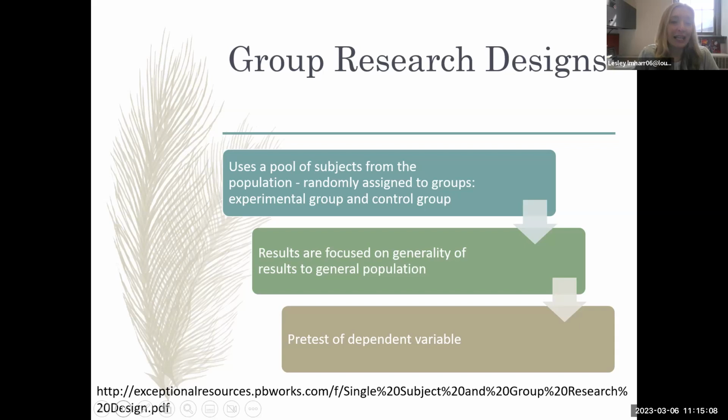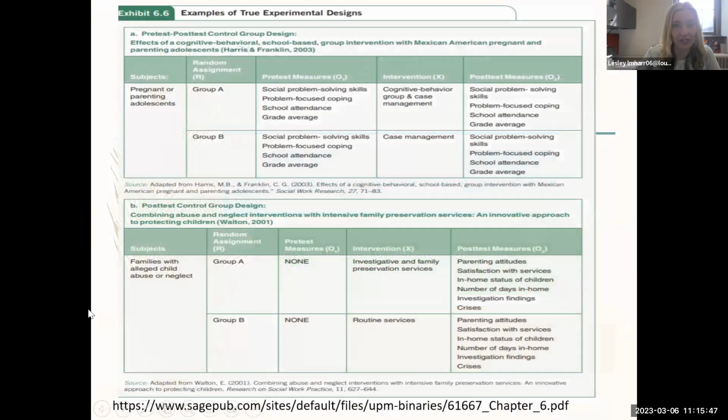And the key to group research designs is that you are going to engage in randomization. So every single child welfare worker in the state of Kentucky, let's say, has an equal chance of being selected to receive the intervention, which, let's say, is a program designed to reduce burnout, a job redesign program. The results are focused on generality. So we can generalize our results to the entire population in the state because we have invoked randomization. And they always involve a pretest of the dependent variable. In this case, the dependent variable would be workforce burnout.